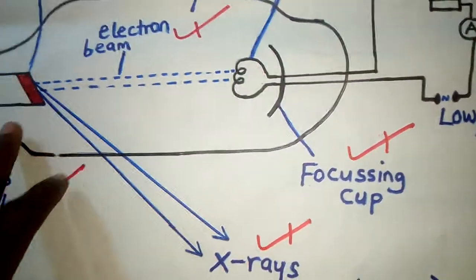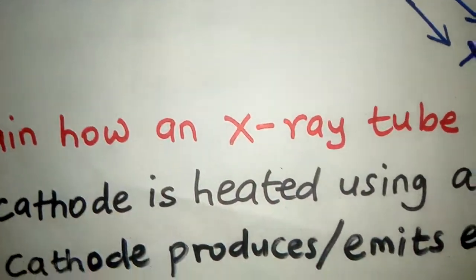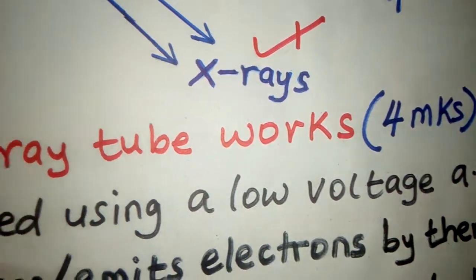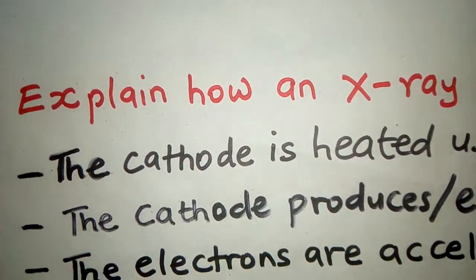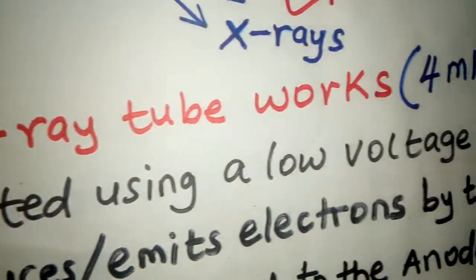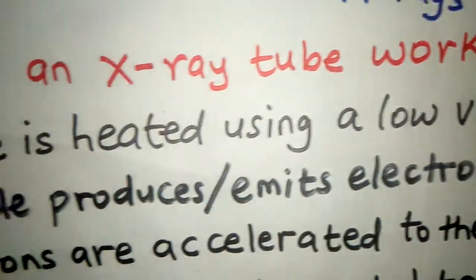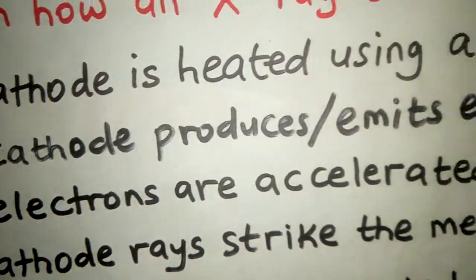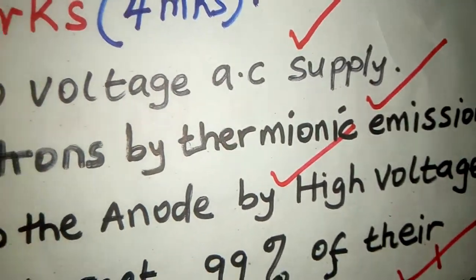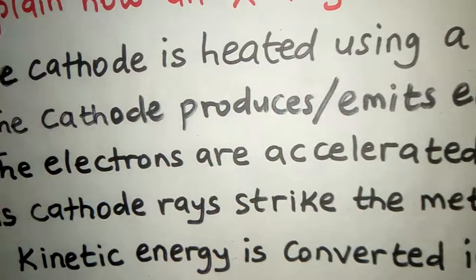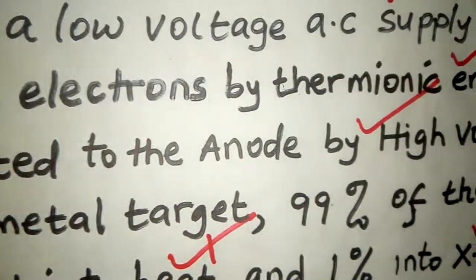Now let us explain how it works. Explain how the X-ray tube works, 4 marks. So as we saw, the cathode must be heated by the low voltage first. So the cathode is heated using a low voltage AC supply. Once the cathode is heated, what happens? The cathode now produces or emits electrons by thermionic emission. What happens to those electrons? They must be accelerated. The electrons are accelerated to the anode by what?